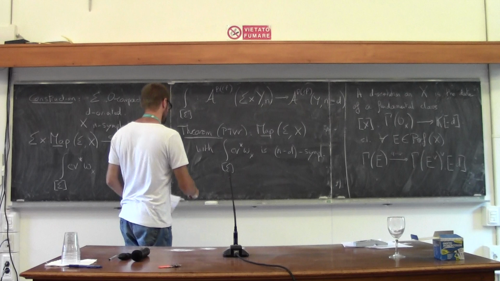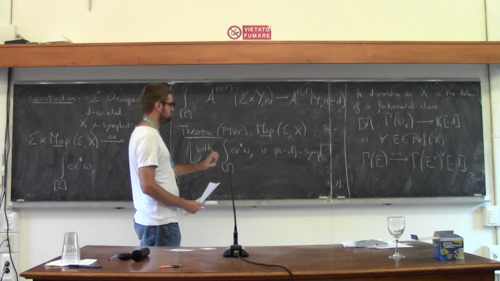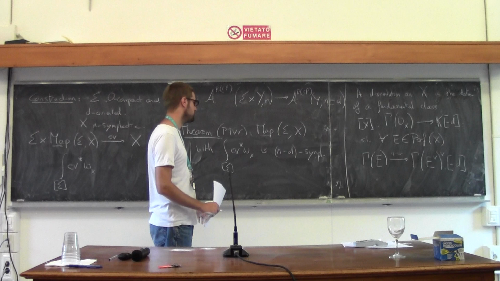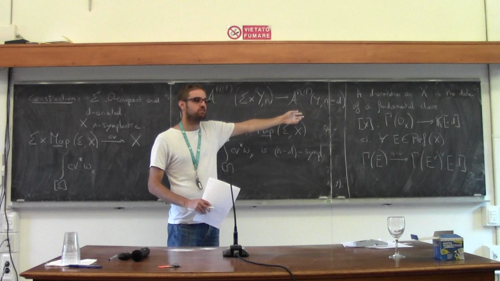Well, I should say that for this to make sense, you have to assume that the mapping stack satisfies some nice condition. I mean, it's algebraic and locally affine representation. But for the two examples of sigma I gave, there is a representability theorem by Lurie, I think, which tells you that it is indeed the case. So that's fine.